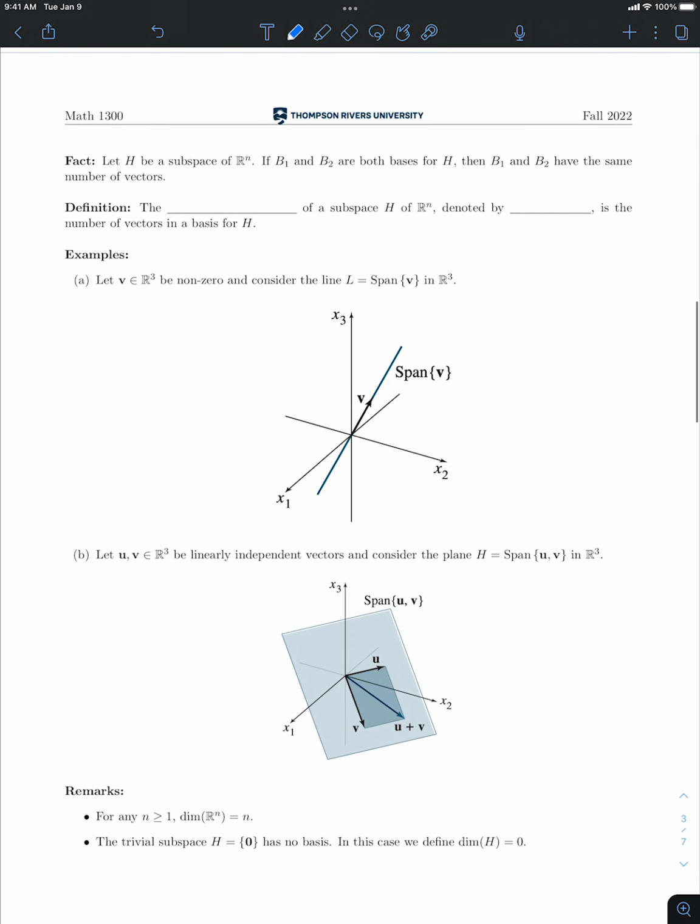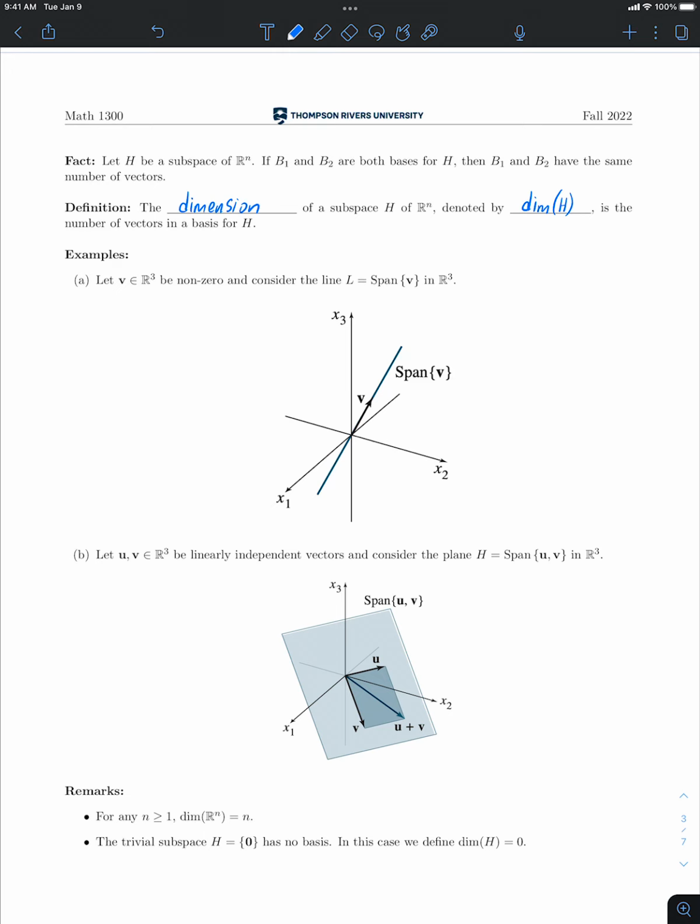Okay, so we can finally define now the dimension of a subspace of Rn. So take any subspace of Rn, call it H, and now we can talk about the dimension of H. And the notation that we use is this dim, short for dimension, and then put H in brackets afterwards. So, and what is the dimension? It's just the number of vectors in any basis. And it doesn't matter which basis you pick because they all have the same number of vectors, right?